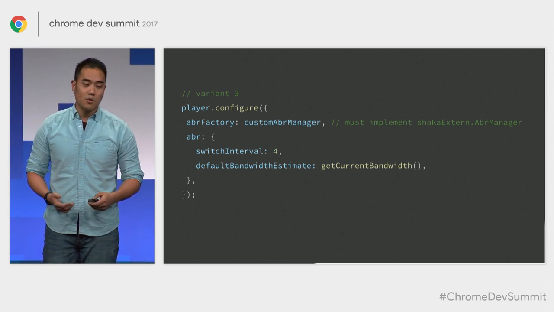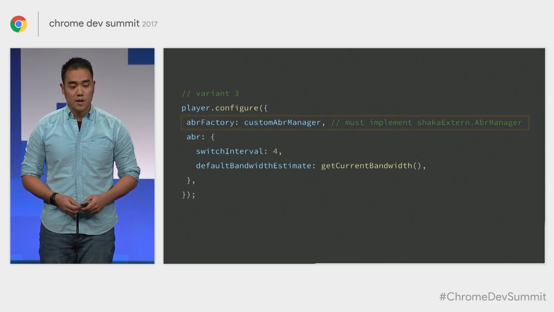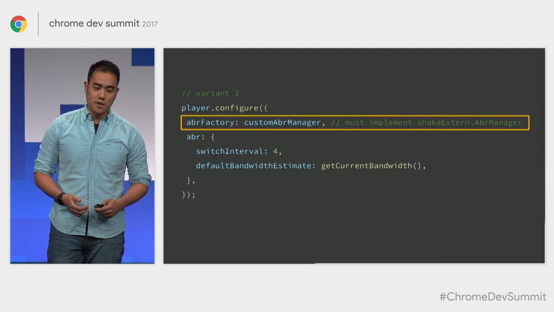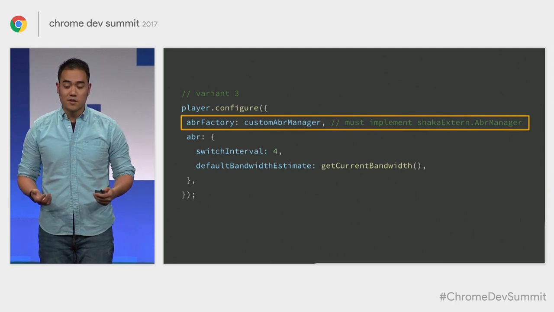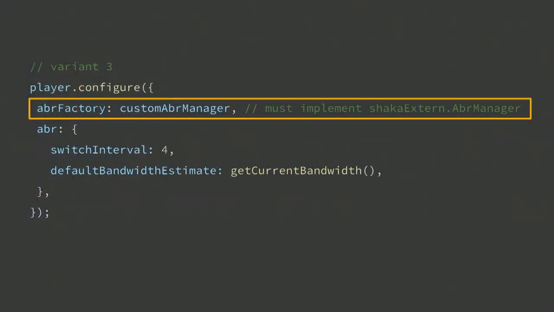In the third variant, we added our custom ABR manager. So this gave us a lot more flexibility. With the custom manager, we had more control over how we measured bandwidth and when we switched bit rates.